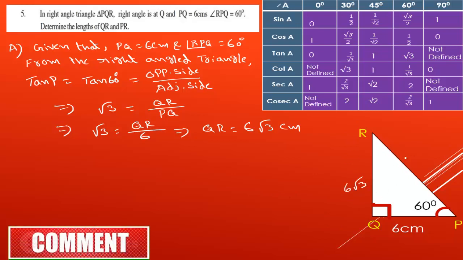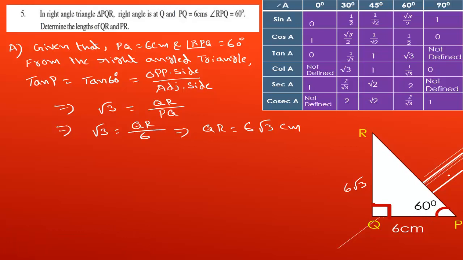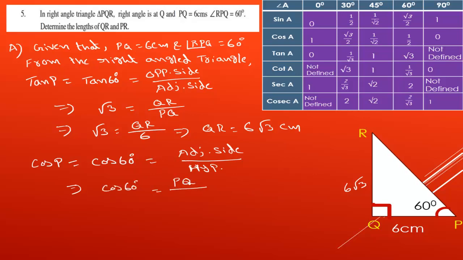Now we have to calculate the length of PR. For this I am taking the cos ratio, that is cos means adjacent side by hypotenuse, that is cos P, that equal to cos 60 equal to adjacent side by hypotenuse. That implies cos 60 equal to, here adjacent side is PQ, hypotenuse is PR. That implies cos 60 means 1 by 2, that equal to PQ is 6 by PR.